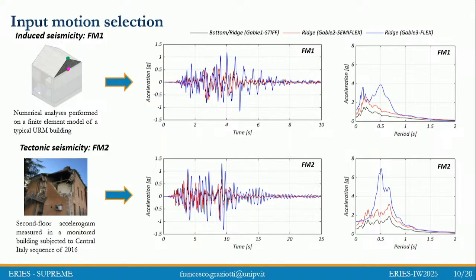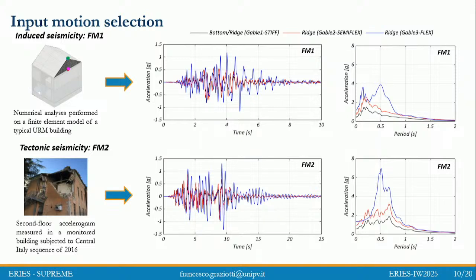The input selection. This test was conducted in order to study in general the gable behavior, but in particular with reference to the Netherlands. You probably know that there is an issue with induced seismicity. And the idea was to further validate the models that are around, and also the code prescriptions on these elements.